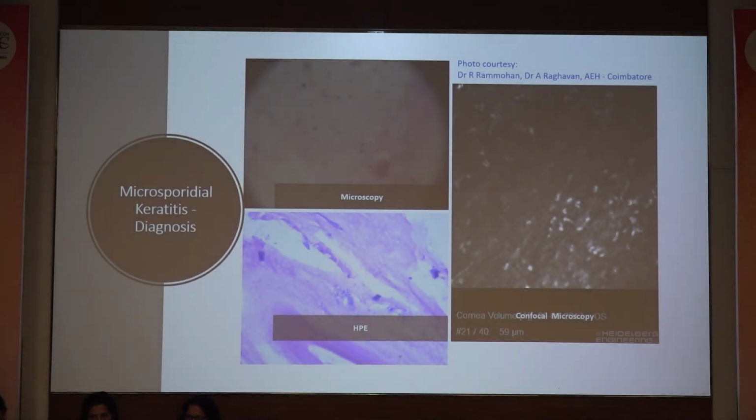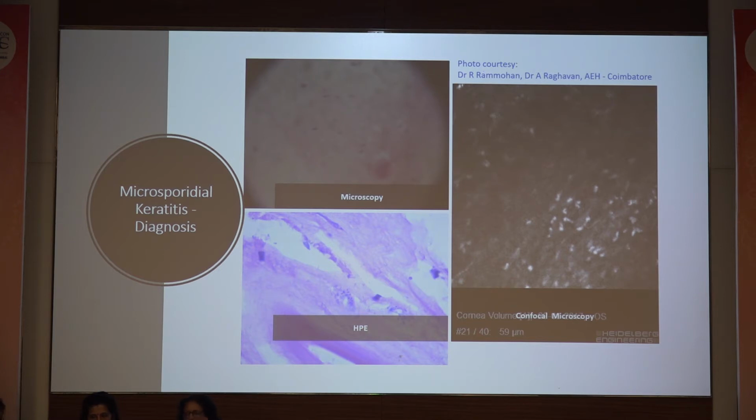I thank Anita for providing me these fantastic pictures. Again, these are acid-fast stains where you could pick up these intracellular oval bodies, and confocal microscopy. The appearance of microsporidia would look a little different, and it is slightly larger as compared to your acanthamoeba cysts here.